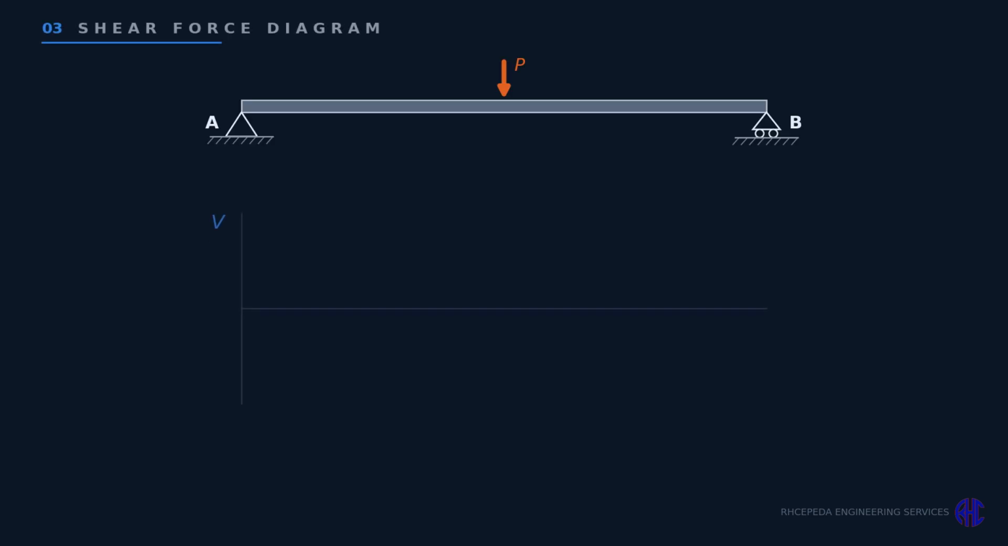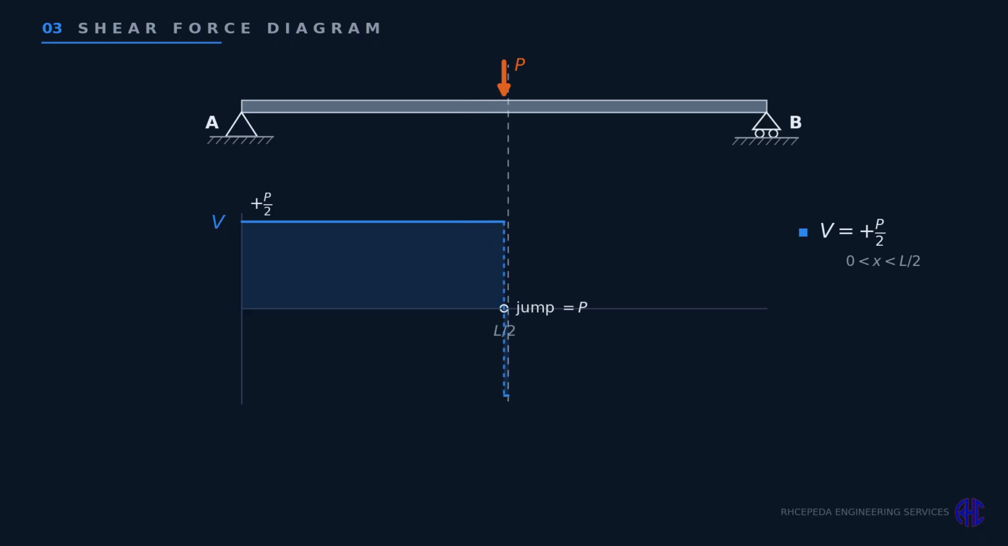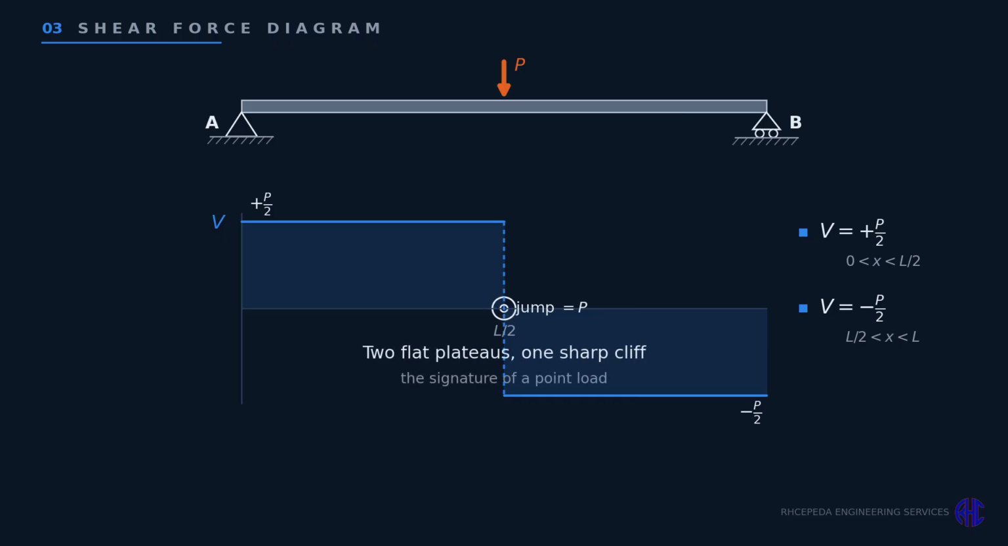Now the shear force diagram. Between support A and the load, every cut sees the same forces, so the shear is constant, at positive P over 2. At midspan, the load drops the diagram vertically, by the full value of P, down to negative P over 2, and it stays there all the way to B. Two flat plateaus and one sharp cliff, that is the signature of a point load.